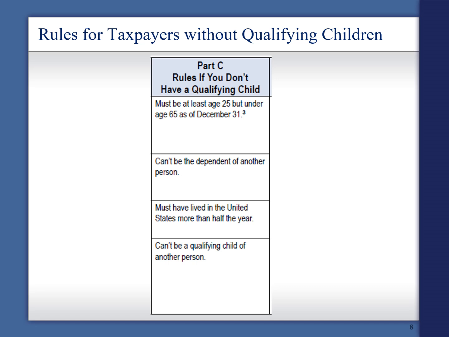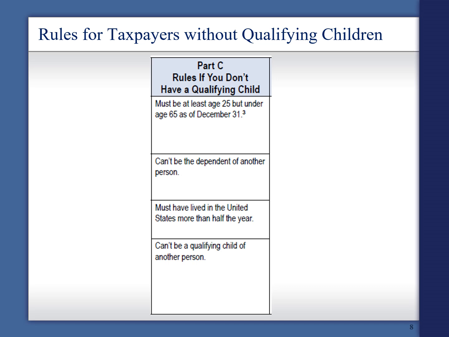If there are no qualifying children, the taxpayer must be at least 25, but under age 65 as of December 31st. There is a 1-day grace period for New Year's Day babies. Taxpayers turning 25 on January 1st are considered to be 25 as of December 31st. Taxpayers reaching the age of 65 on January 1st are still considered to be 64 as of December 31st.